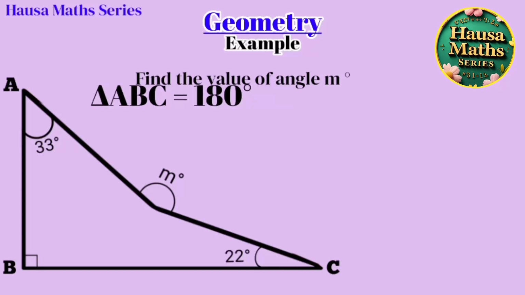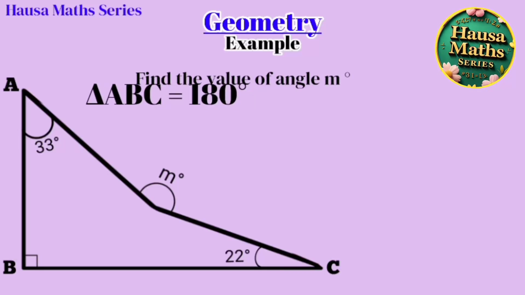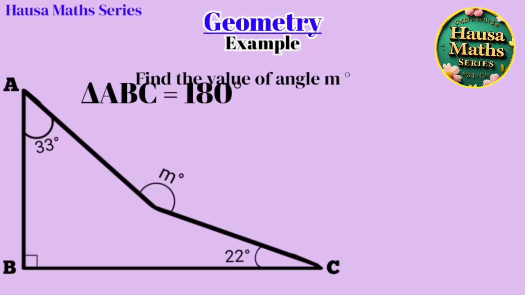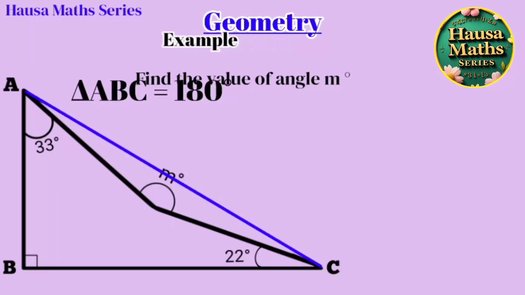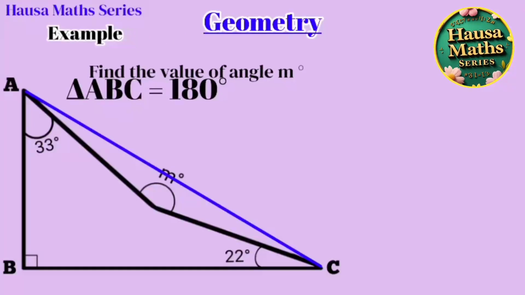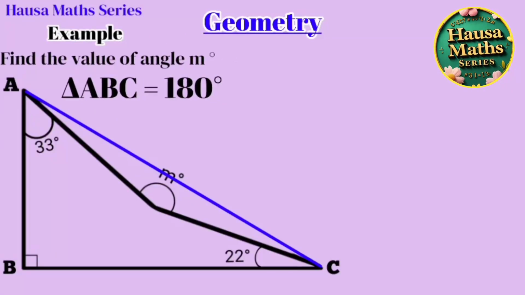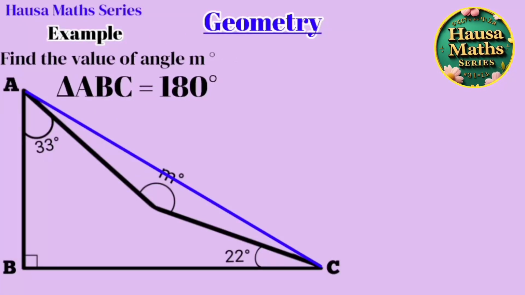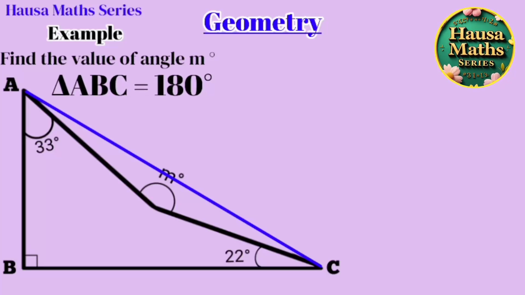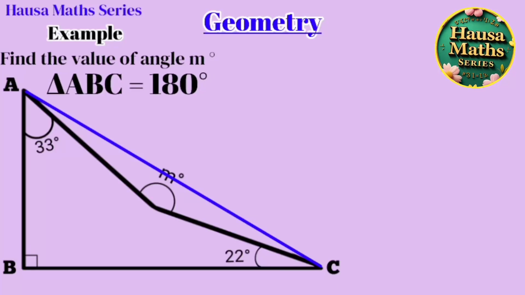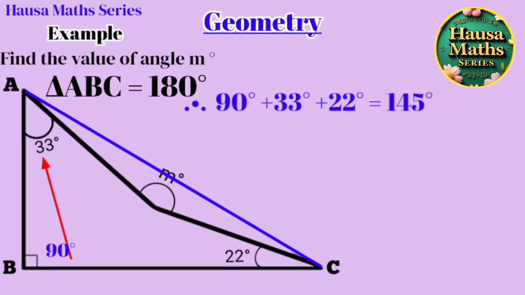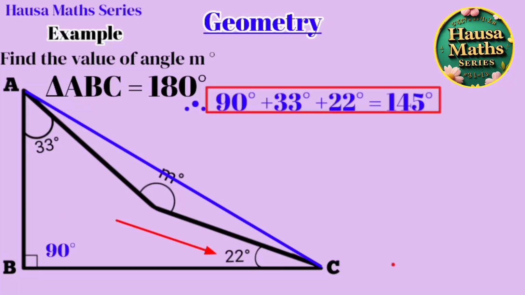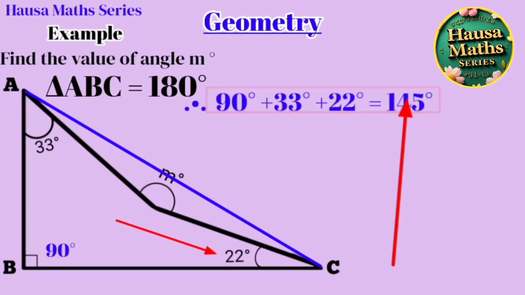So how can we find the remaining value? The remaining value is attached to this small bow. What you are going to do is make a straight line like this one so that we form a complete triangle that gives us 180 degrees. Our remaining degrees are attached to this remaining value. We have 90 here, 33 degrees here, and also 22 degrees here. When we add, it gives us 145 degrees.